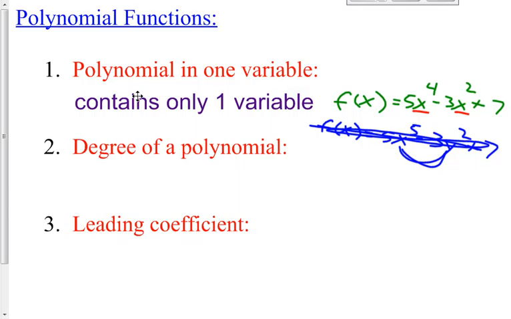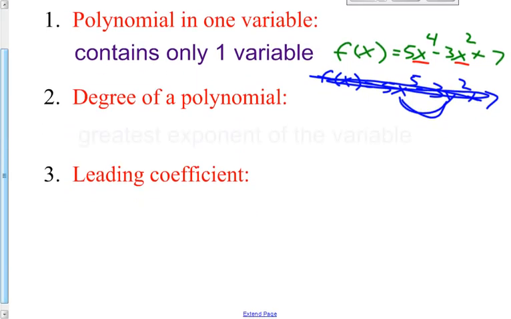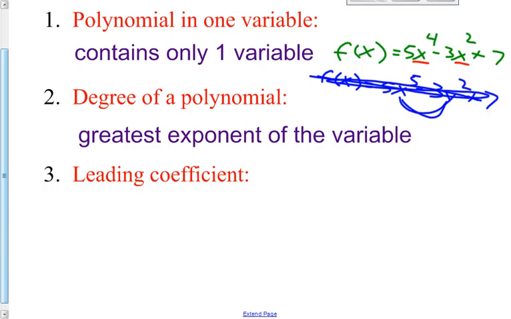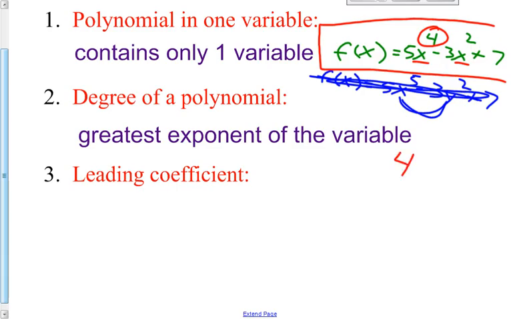Another thing that we have to define is the degree of the polynomial. The degree is the greatest exponent of the variable. So if we continue with this example, the greatest exponent that you see up here is 4. So the degree of this polynomial is the number 4. That's what the degree is. It is the greatest exponent.